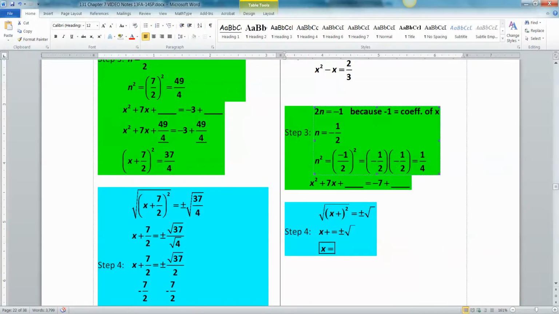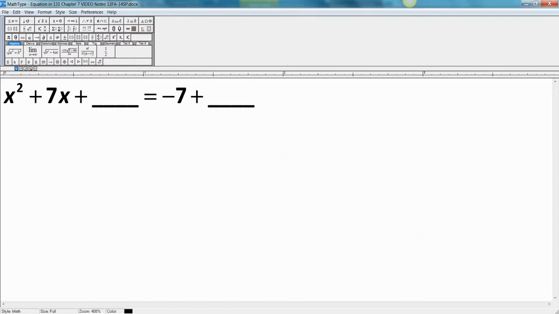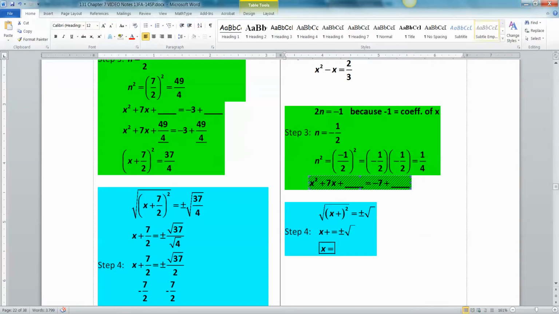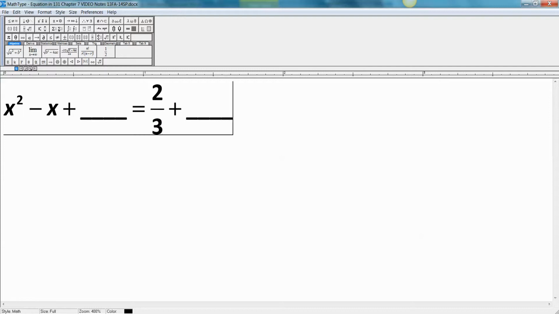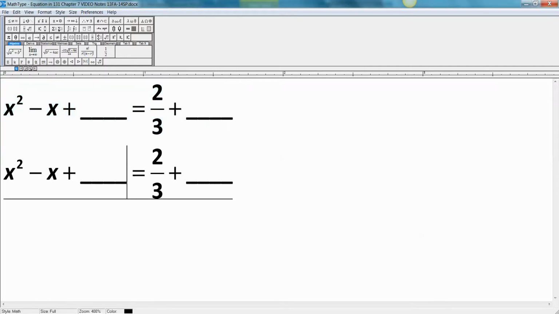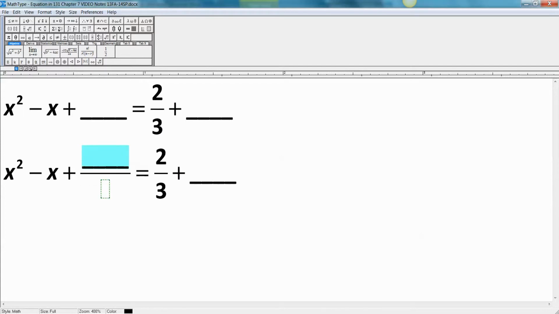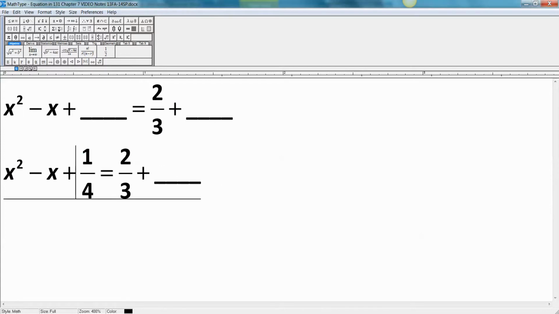Okay, so then I'm going to use that fact, and that's what I'm going to add in. So this was x squared minus x equals, and then this over here was 2/3. Okay, so I'm going to use that, and now I'm going to use the number I just found, which is n squared, and we said it was 1/4. So I'm going to add it to both sides. So I'm going to add it to the right. I'm going to add it to the left.